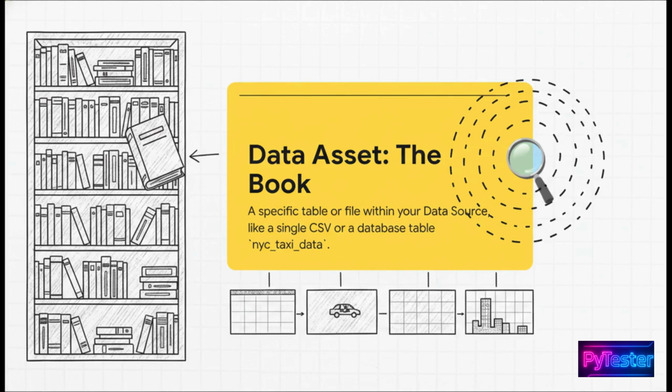Okay, now we zoom in a little. If the data source is the library, then a data asset is a specific book you pull right off the shelf. It might be a single table in your database, like, say, nyc_taxi_data. Or maybe it's one particular CSV file sitting in that S3 bucket. It's the what you actually want to look at.